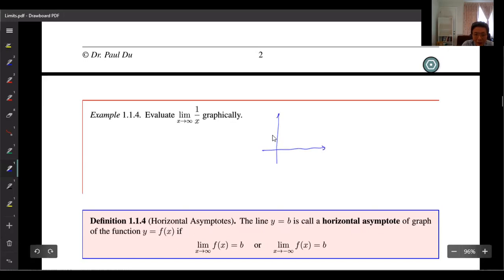This graph, everybody is familiar with. This is a hyperbola, one of the most basic functions. We can see that as x gets larger and larger, our function value gets closer and closer to 0.